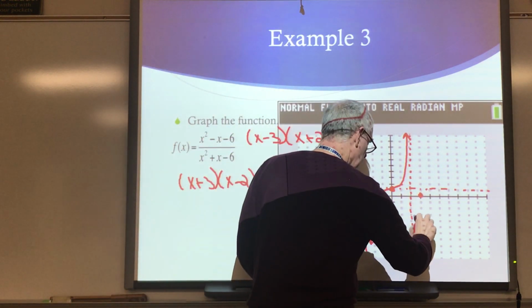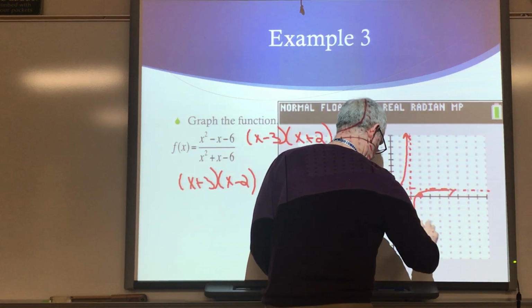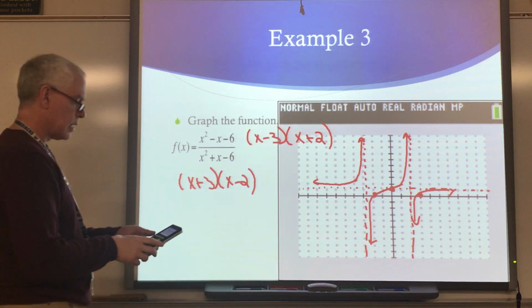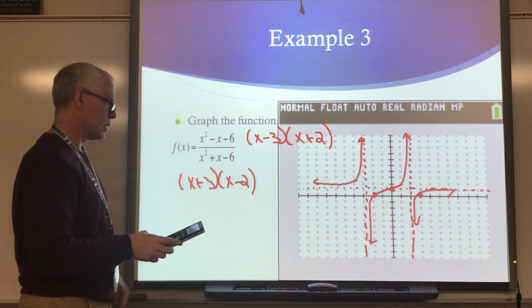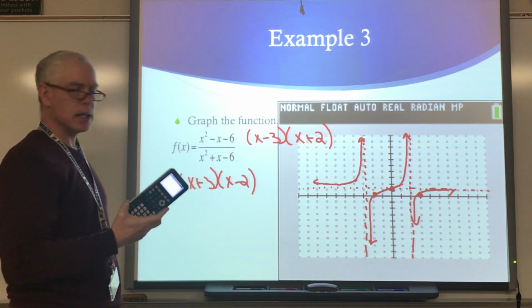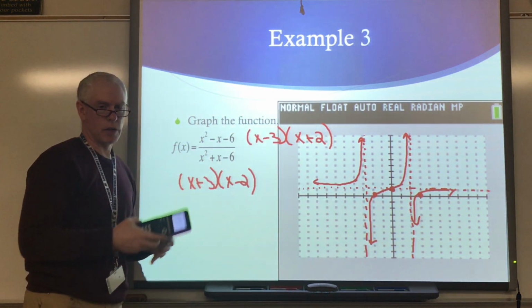Okay, so I know now we've got something like that. You can hit graph on your calculator to kind of double check that, to make sure that that truly is what our graph is looking like. Okay? But that's really the process, you guys. Go through those steps, follow those guidelines.